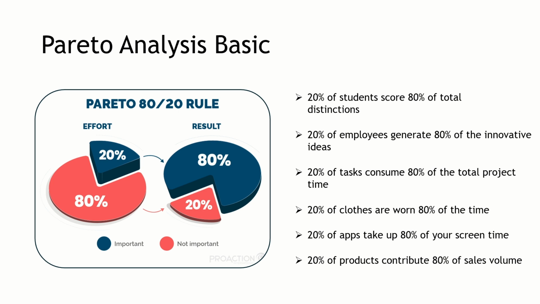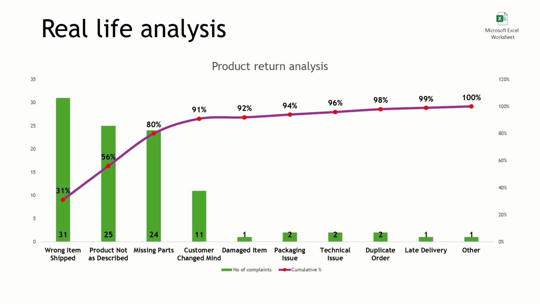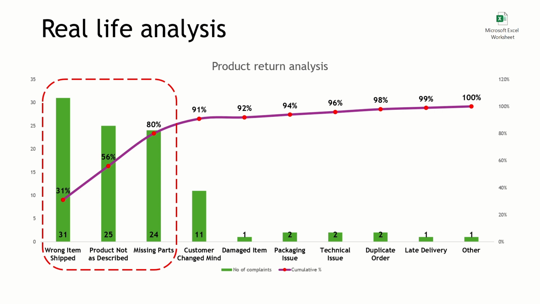Now hopefully you can understand the thumb rule of Pareto analysis. Alright, we'll go a bit deeper. Here is the Pareto analysis output of product return complaints. This graph clearly indicates where we have to work to solve 80% of the problem. Let's say wrong item shipped, product not as described, missing parts. If these three complaints alone are eliminated, 80% of the returns will be eliminated from our work life.